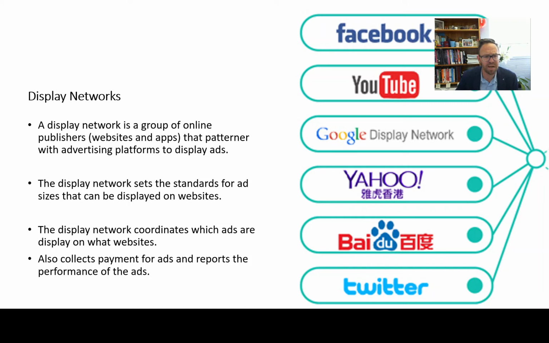Now the display network coordinates which ads are displayed on what websites. So as digital marketers, we have a little bit of influence, but we can't say, oh, we want to be on the Examiner on Monday and the Mercury on Tuesday. We basically say we want our display ads showing up on these networks. So which ads are shown when is all determined by the display network, like Google.